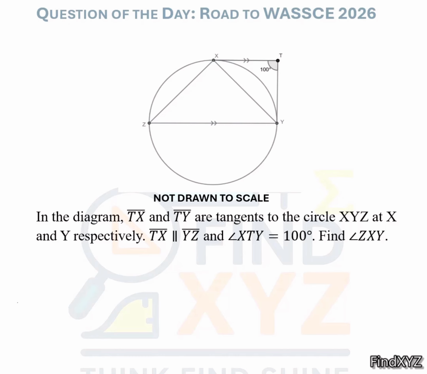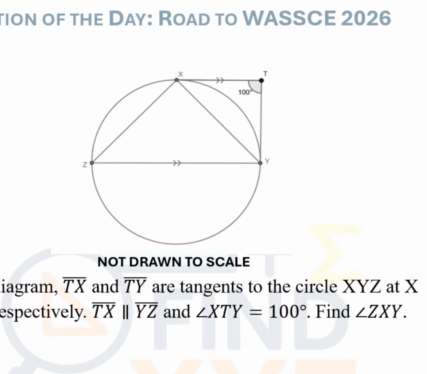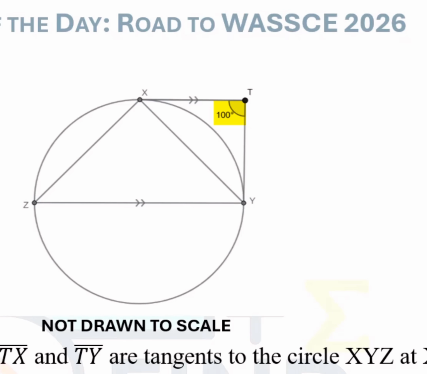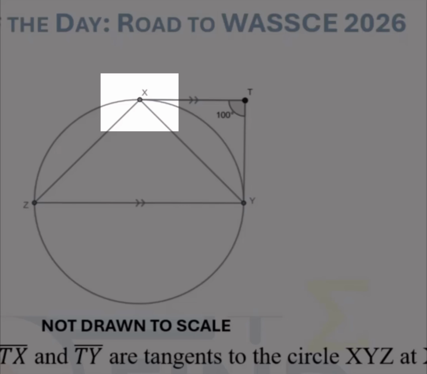We are still on the road to WASSCE 2026. Let's try this question. In the diagram, line TX and line TY are tangents to a circle XYZ at X and Y respectively. You have been told line TX is parallel to line YZ and also angle XTY is 100 degrees. You have been tasked to find angle ZXY.